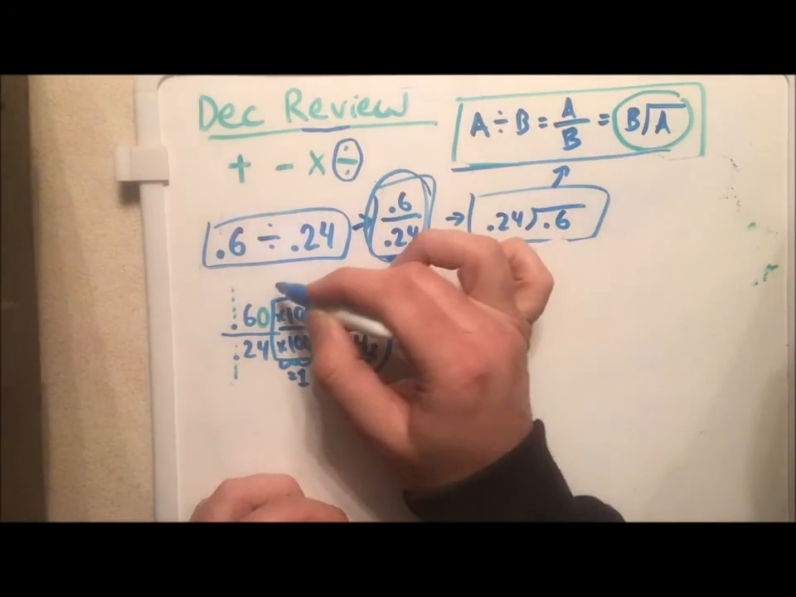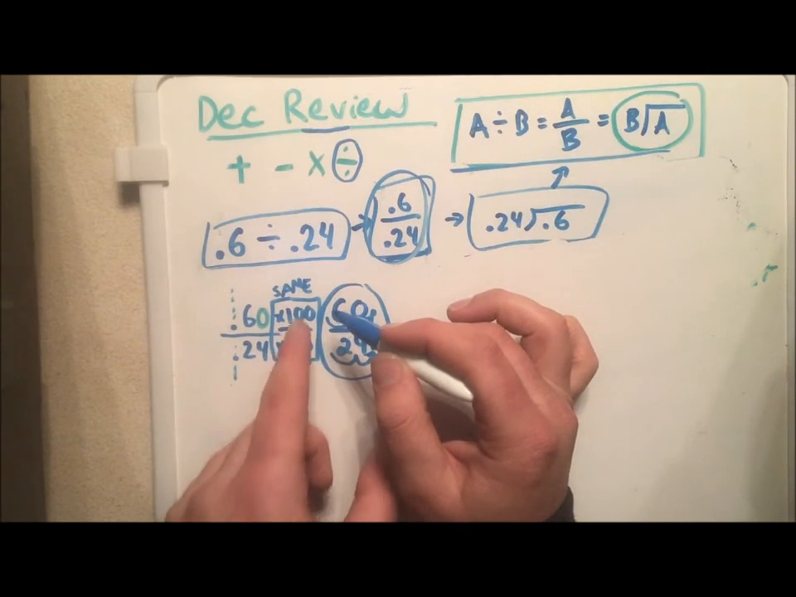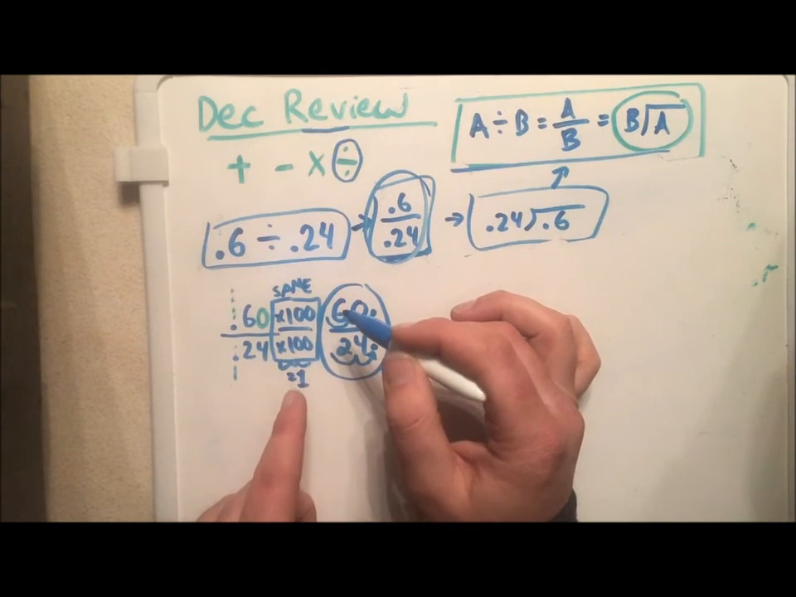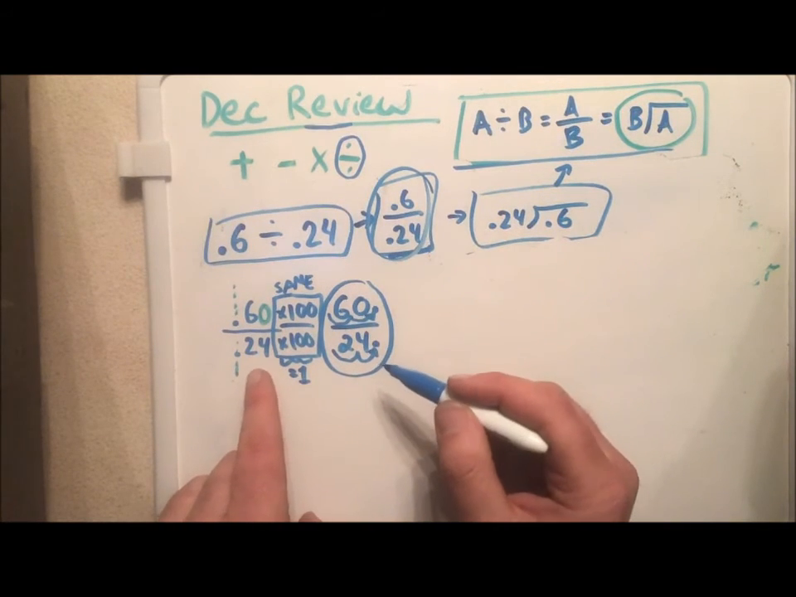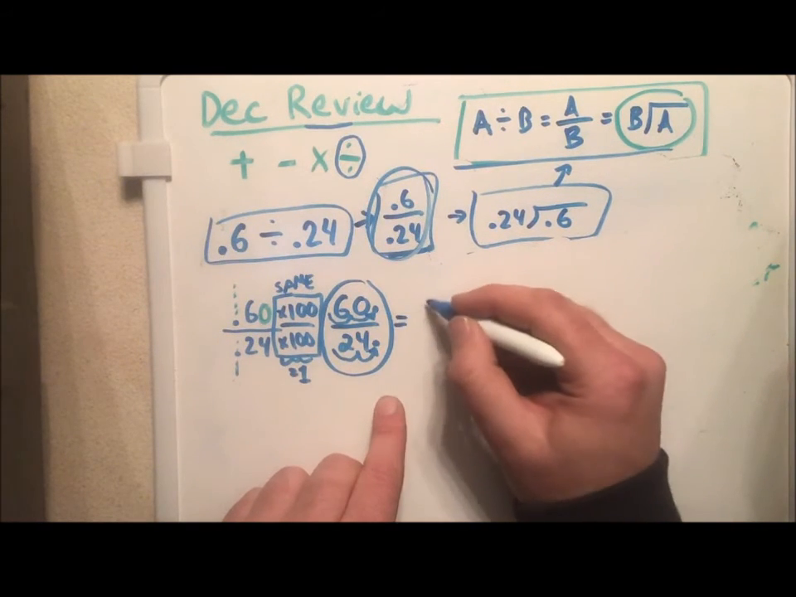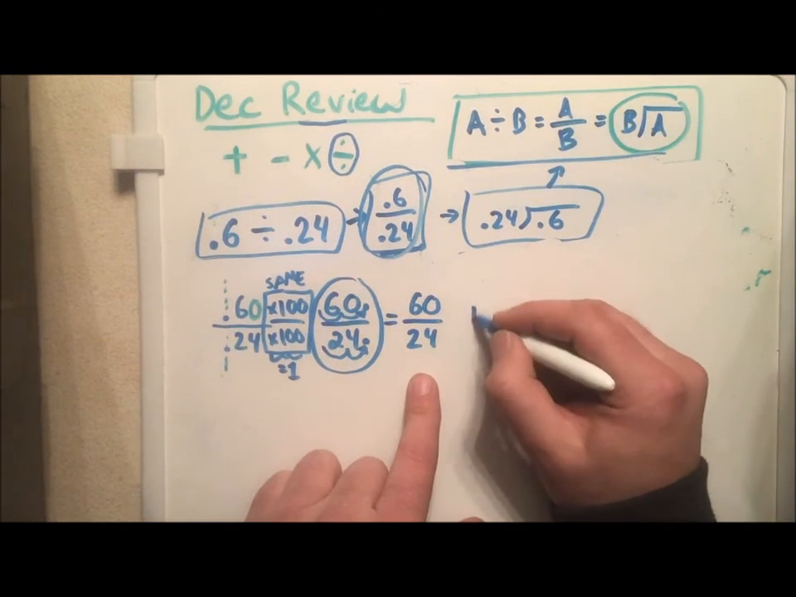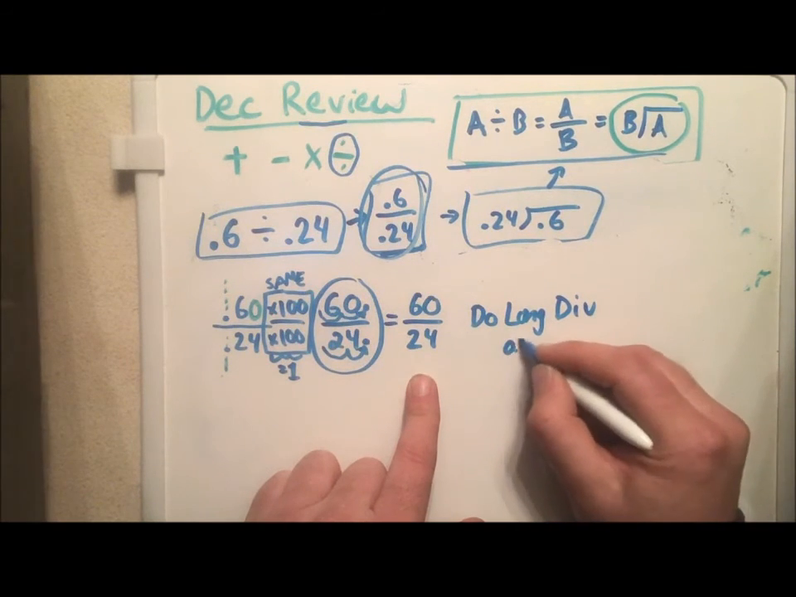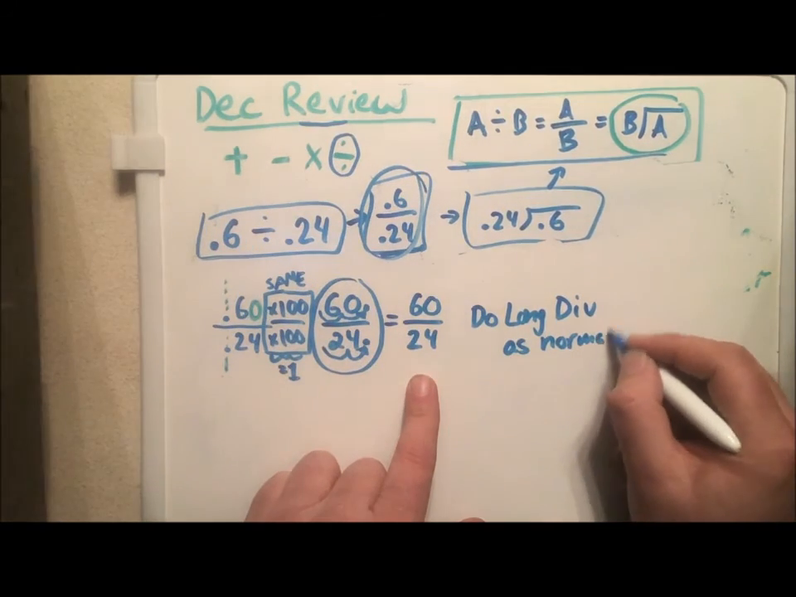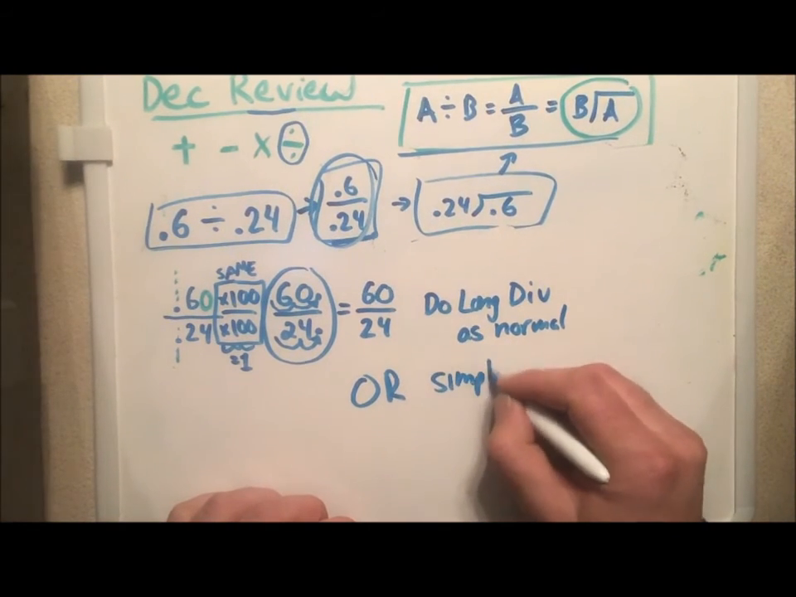There's our 2 spots. If I times it by 10, it would only bounce 1 spot. But these have to be the same numbers. It's got to be 10 over 10, or 100 over 100, or 1,000 over 1,000, all depending on how many spots you need to bounce it. And then I'm going to just show it cleaned up over here. And then after you're here, you do long division as normal. Or you just simplify the fraction.